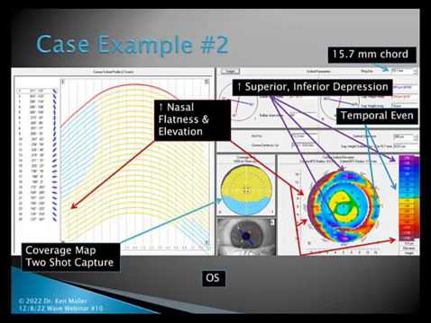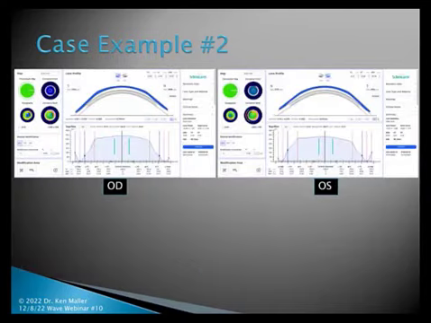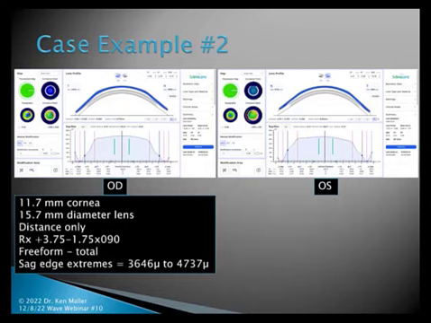So these are the 2 lenses that I designed for this particular patient. It's an 11.7 millimeter cornea, so I designed a 15.7 millimeter diameter lens. For distance only, that's the RX. It's a totally free-form lens, and you can see that in that graphic on the back curvature. And the sagittal depth extremes on this lens from one edge to the other, you can see it's actually just shy of a millimeter difference on the periphery of this lens.